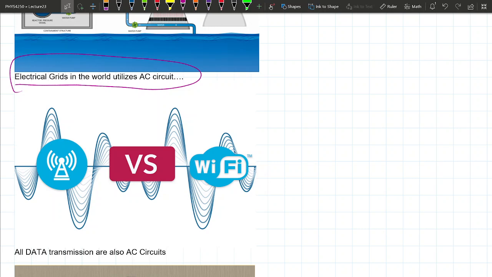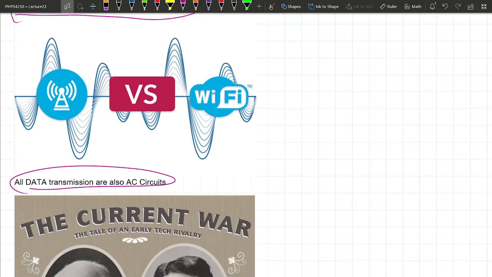Okay, so for example, my phone sends a little signal up to the cell tower or the Wi-Fi router here. All of those signals are actually waves that are alternating up and down, up and down, up and down, and hence they can be detected, measured, and produced by alternating current circuits, because they are alternating voltages. Okay, so all data transmission actually happens on alternating current circuits.